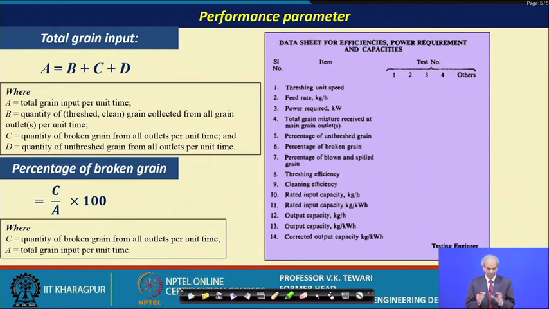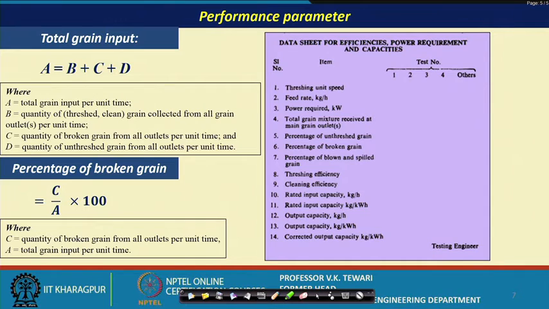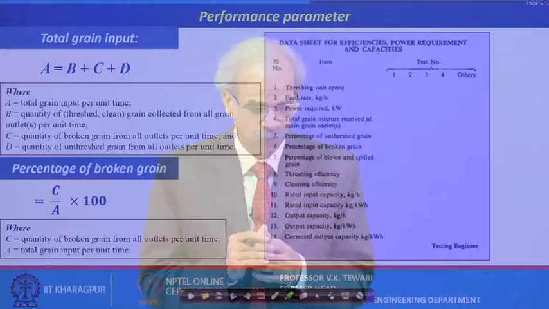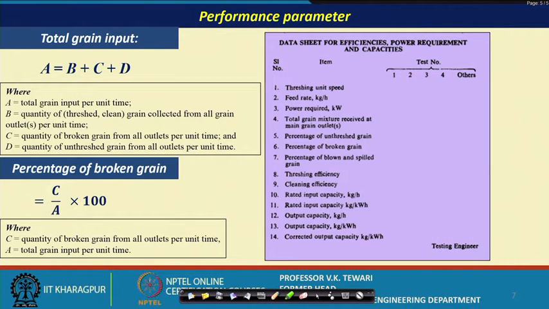Well, performance parameters, then definitely we are talking of, see what we do once we have the grain or once we have the crop, we would like to get the maximum grain out of the straw or the whole crop, and the straw must be clean at the same time, grain must be also clean. So, that is the aim. Now, when we want to find out the performance parameter, we will definitely look for the total grain input per unit time. What is the total grain input per unit time?